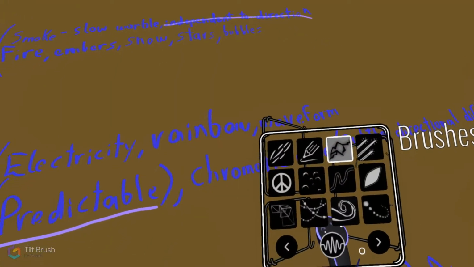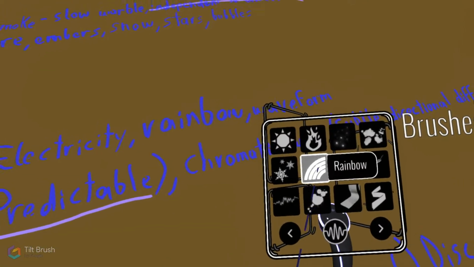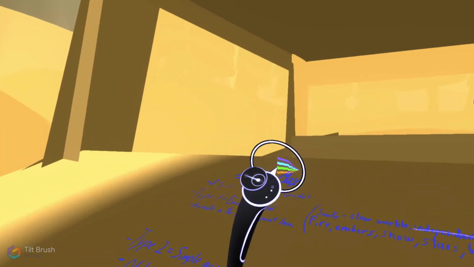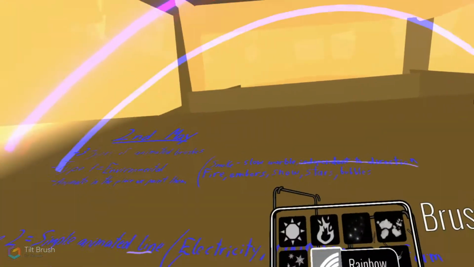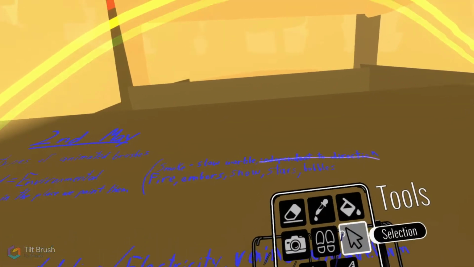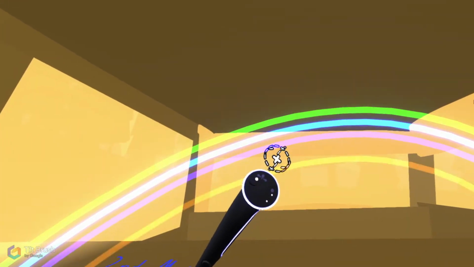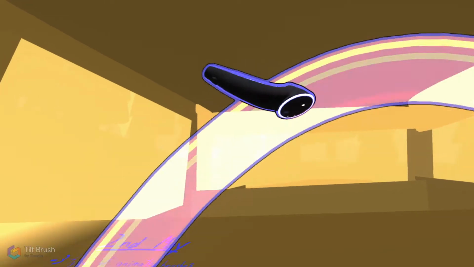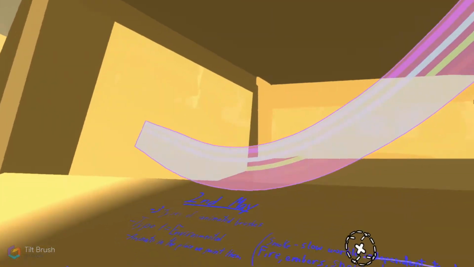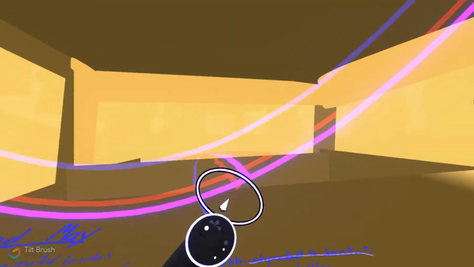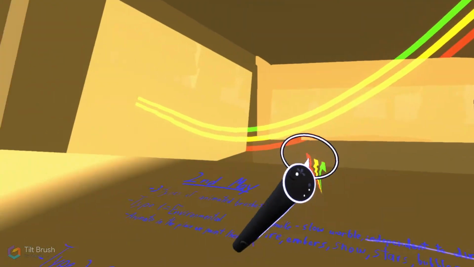Let's go with rainbow. Rainbow is actually a good example. Wait, let's go thick rainbow. Here you can see how it animates, and when you select it, it animates in the same way throughout. It's not like a direction, but if you turn it around, the colors also turn around. So it is affected by direction in this case.